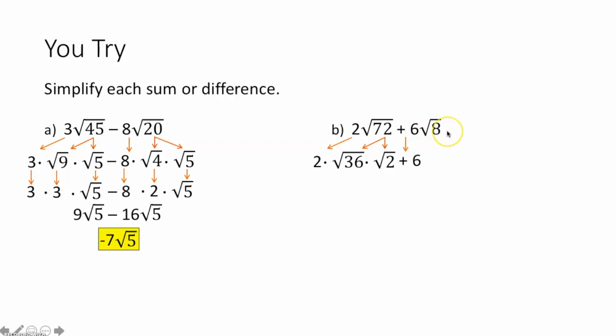And then the rad 8 we can break up. What perfect square goes into 8? That's 4. So rad 8 we break up into rad 4 times rad 2. Now this 2 stays out front. The square root of 36, the reason we chose 36, it's a perfect square.